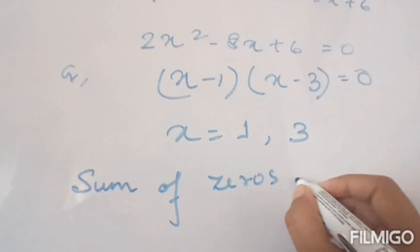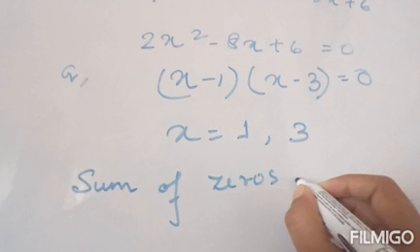So alpha and beta are the zeros of the polynomial ax square plus bx plus c, such that alpha plus beta will be minus b by a and alpha into beta will be c by a.